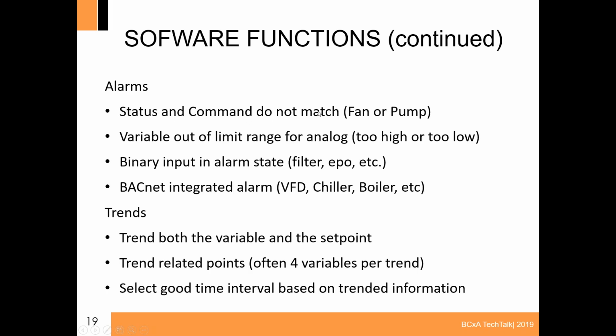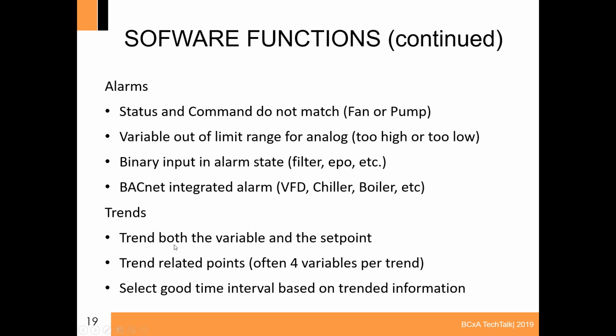Different alarms you might have: the status and the command don't match. A variable is out of limit, like the supply air temperature is supposed to be 55, and if it's 5 degrees high or 5 degrees low or more away from that, then you have an alarm. Binary input might be a filter or an emergency power off, and then there's all kinds of BACnet integrated alarms.